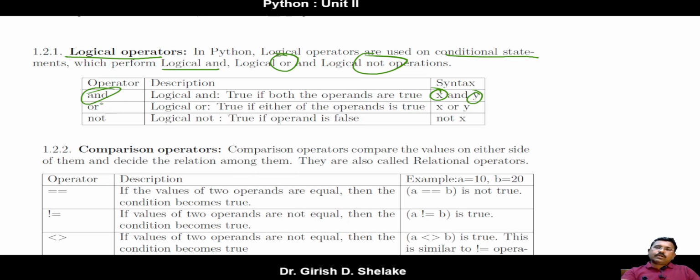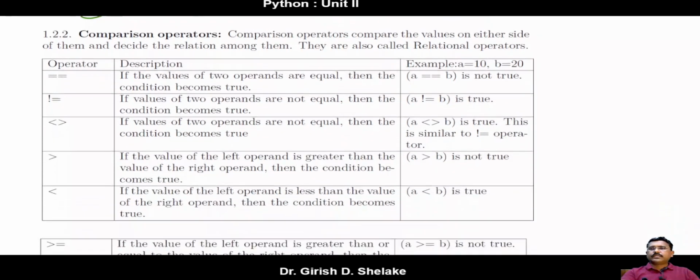In the case of the or operator, this is again a logical operator, and it returns true if either of the operands is true. If either one of the operands is true, then it returns true. And the third one is the not logical operator, which returns true if the operand is false. So these are the three logical operators.